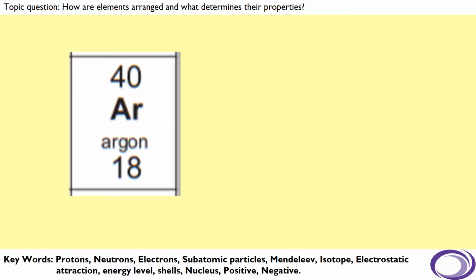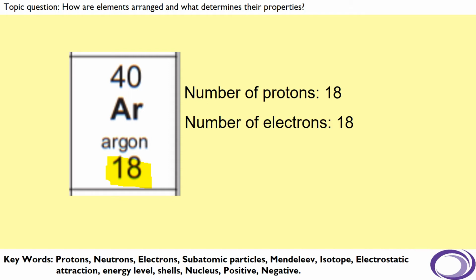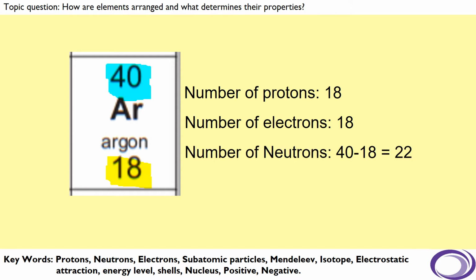Let's do another one. Argon has an atomic number of 18, so it has 18 positive protons, so there must also be 18 negative electrons. To work out our neutrons, it is our mass number, 40, take away the number of protons, which leaves us with 22 neutrons.